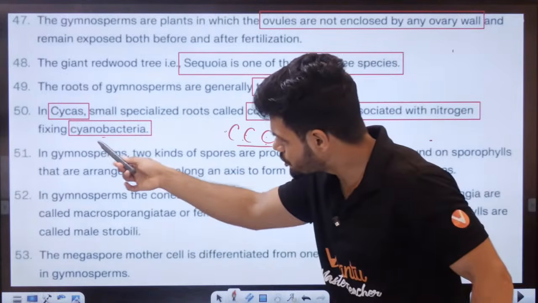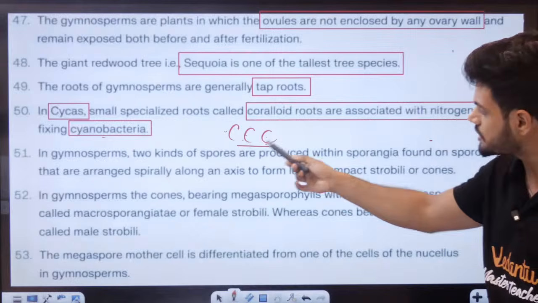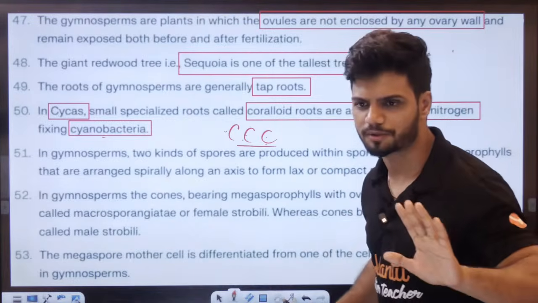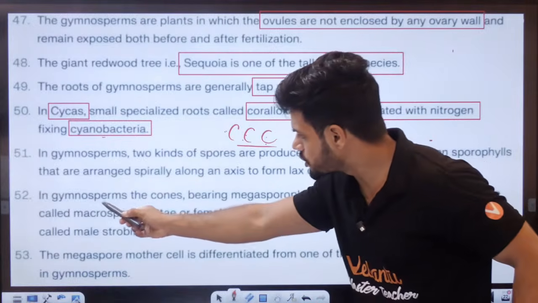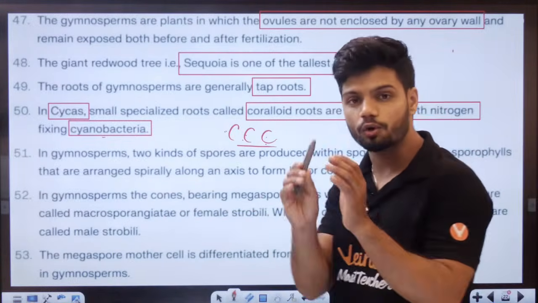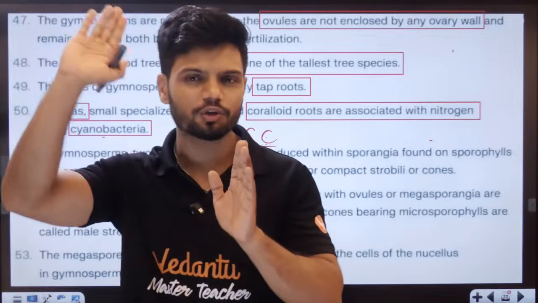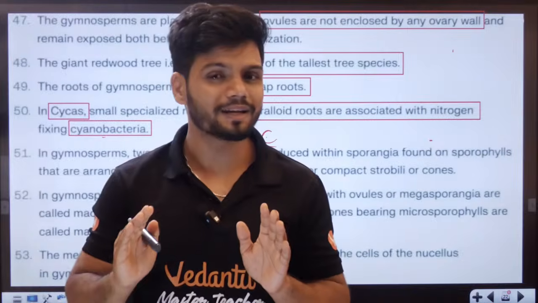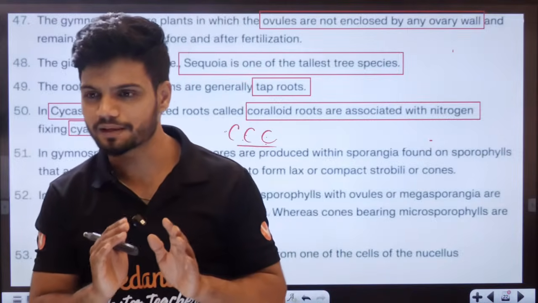Now, in gymnosperms, two kinds of spores are produced within the sporangia found in the sporophyll. Okay, two kinds of spores are produced here. Okay students, now in gymnosperms, the cones. देखा students, cone देखा आपने? The Christmas tree, you might have seen Christmas tree. The fake Christmas tree. Araucaria, you might have seen it.